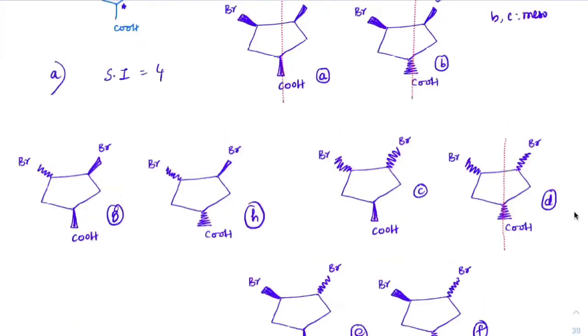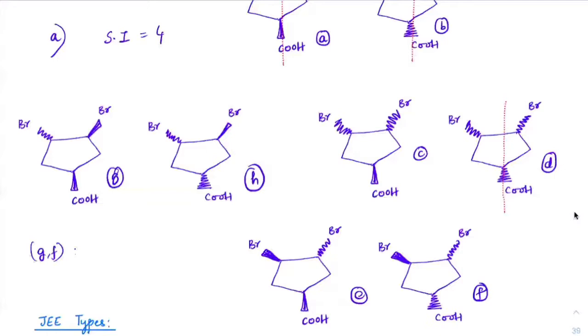G and F. Check out these two. What are they? Same. Right, so they are same. Identical. They are not meso form. Please be careful with it. So G and F are identical. Then E and H. Those are also identical. Very good. So how many did we eliminate now? 4 we eliminated. These two are same, so I'll take one of them. These two are same.